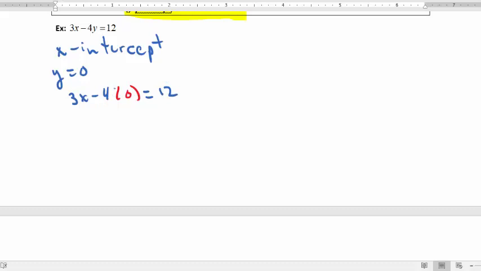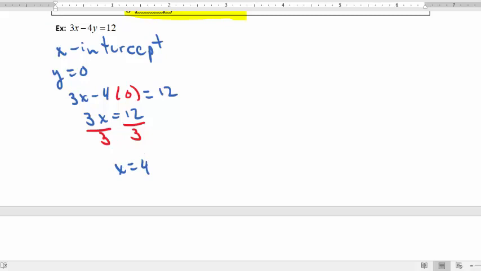And then what happens here? That's beautiful. 4 times 0 is just 0. So that just falls away, and then we just end up with 3x equals 12, and then we can just easily divide both sides by 3. So we would get x equals 4.